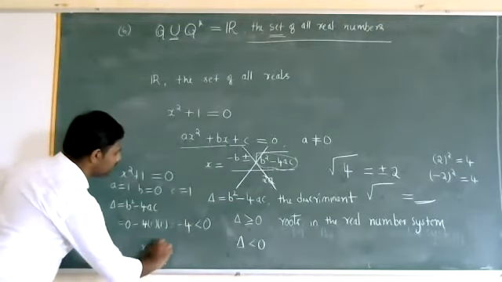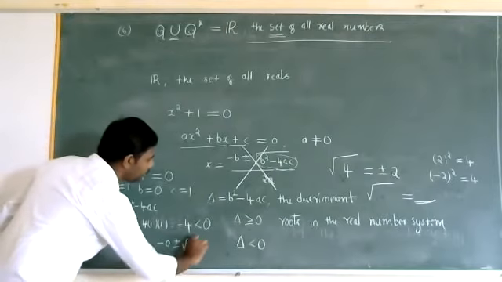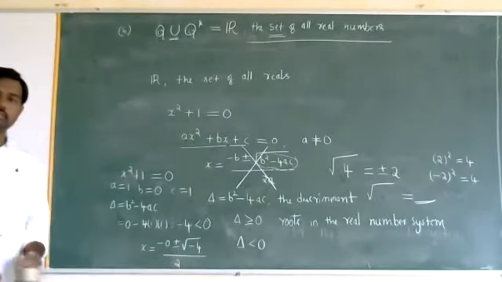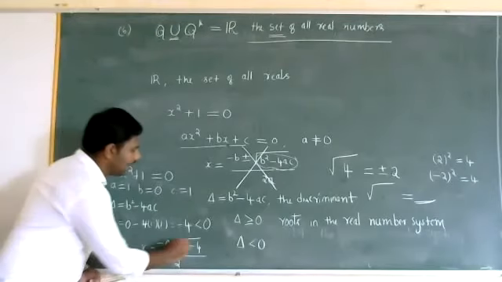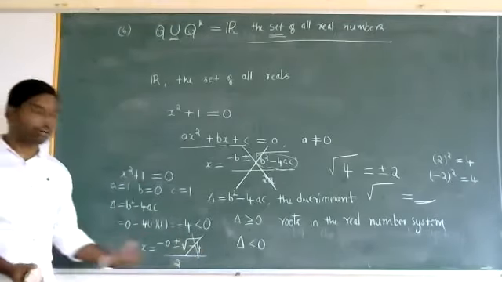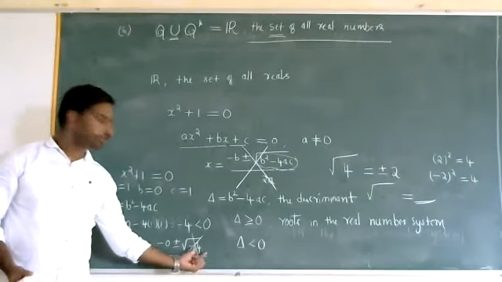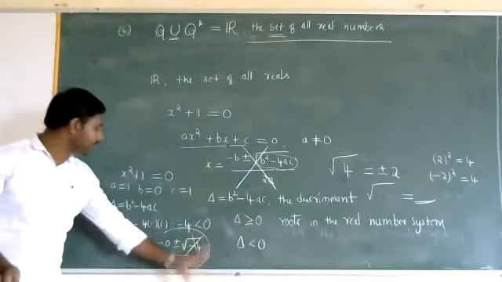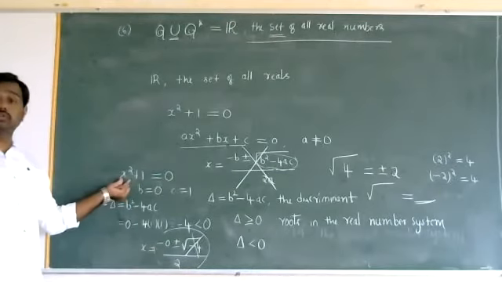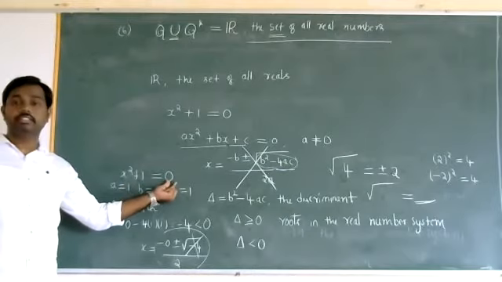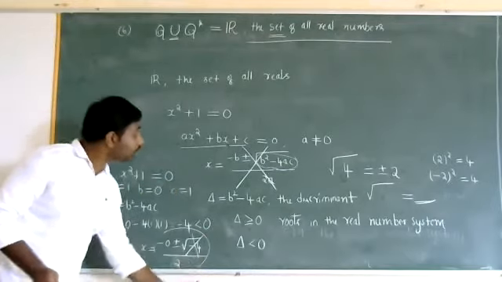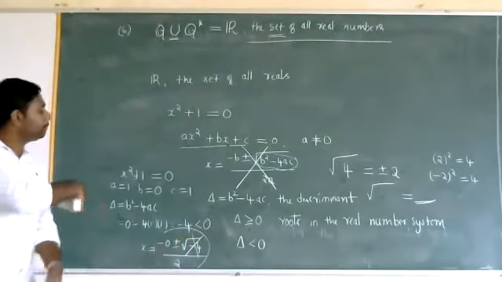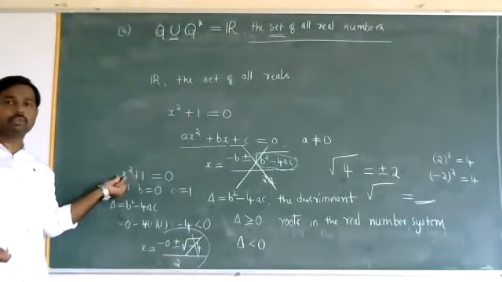So in this formula, if I substitute all the values of a, b, and c, what do I get? x equals minus 0 plus or minus square root of minus 4 divided by 2 into 1, which is 2. Right? Now, I cannot define the square root of minus 4, so I will not get any number here as roots of x square plus 1 equals 0. So that means there are no real numbers which can become roots of this quadratic equation.